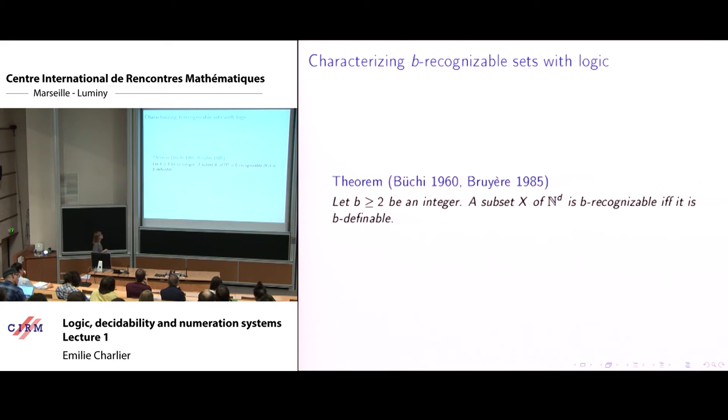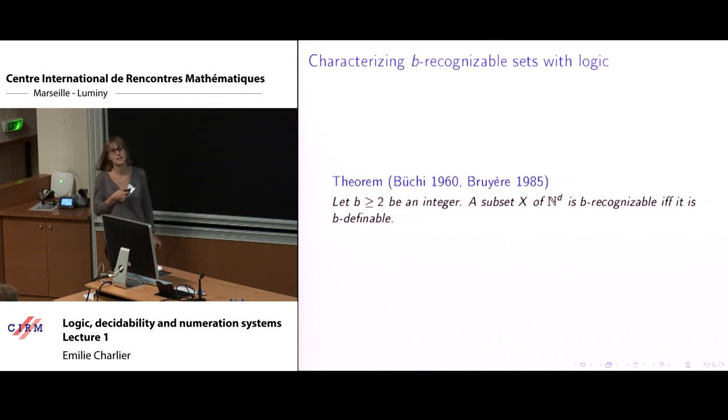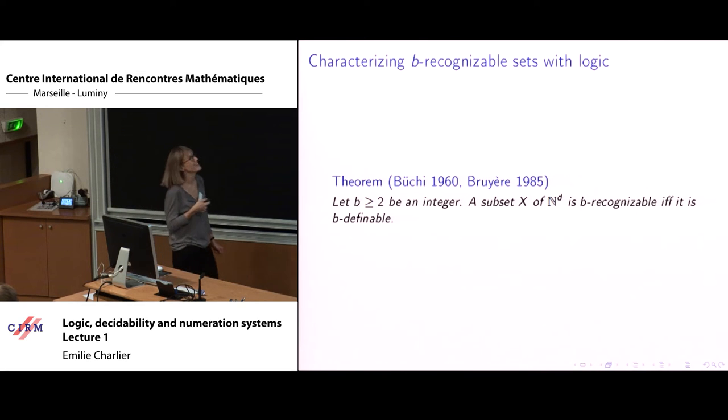on the number side. And so they say, okay, it's B-recognizable if and only if it is B-definable. Usually this result is attributed to Büchi, so I attribute it to both Büchi and Bruyère because there was a mistake in Büchi's proof, which was corrected by Bruyère, so I think it's fair to mention both of them.